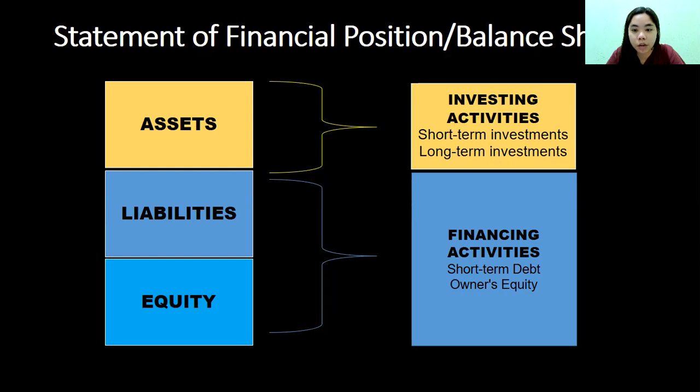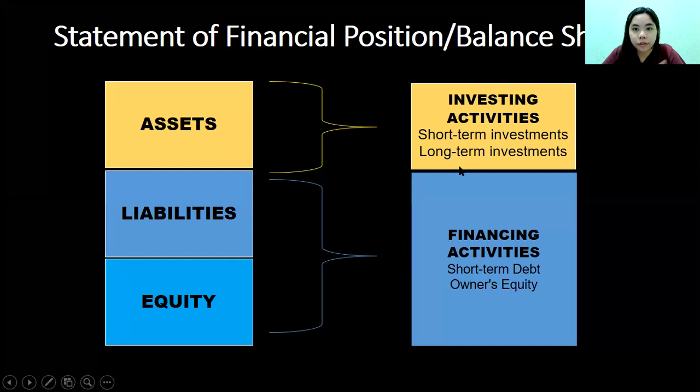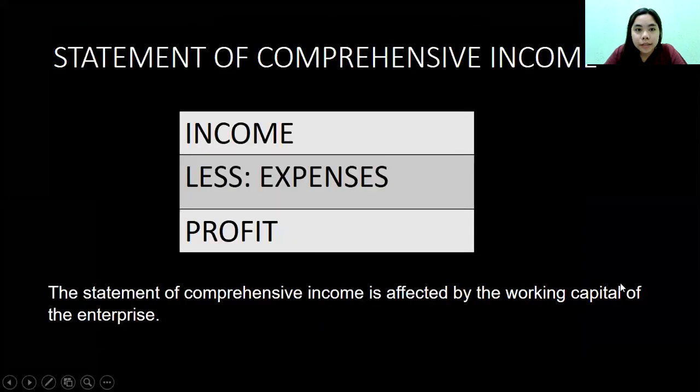And the other one is the operating activities, which affect all of the items in our balance sheet. So we have investing activities, which affect our assets, financing activities, which affect our liabilities and equity, and operating activities. Next, we have the statement of comprehensive income.